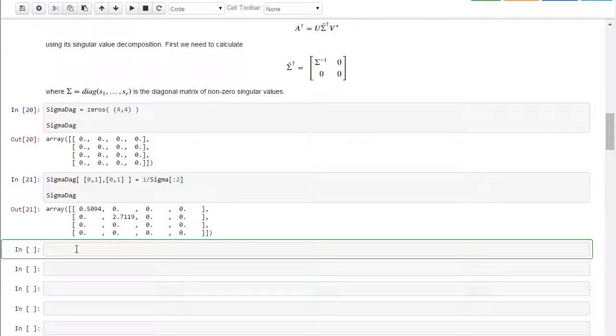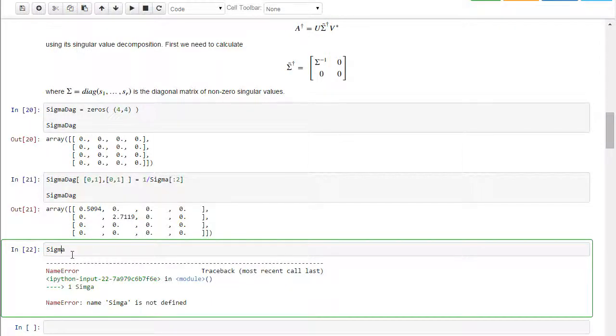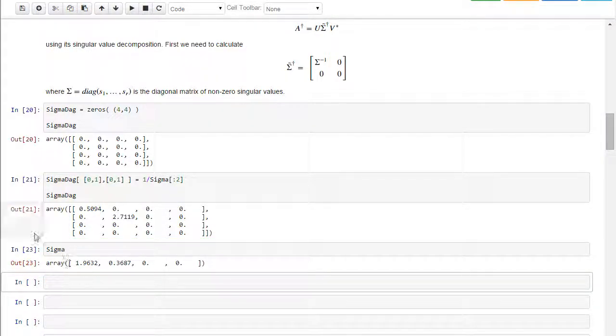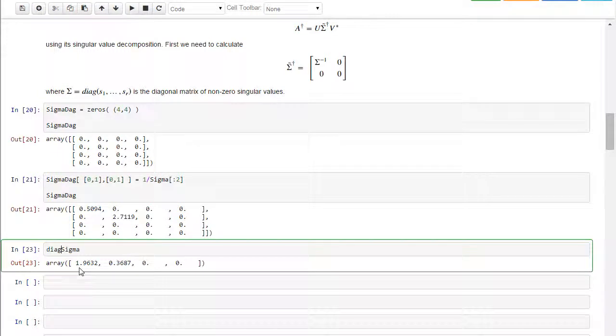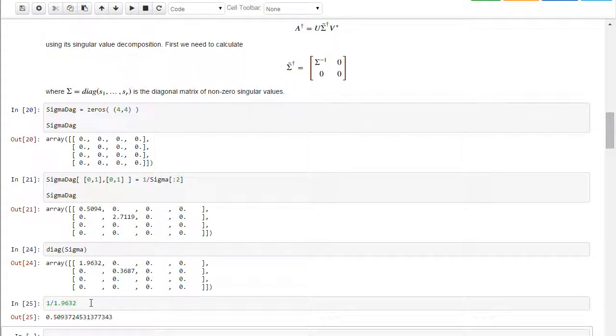So if you remember, sigma itself is this: 1.9632 and 0.3687. And if I put 1 over, for instance, 1.9632, then that's how I get this entry here. And of course, we're rounding to 4 decimal places, so it doesn't look so cluttered.